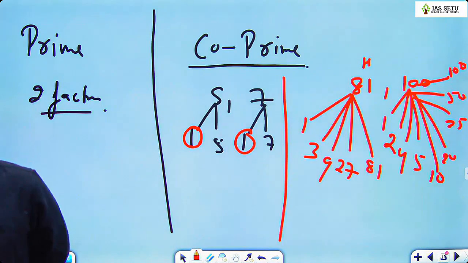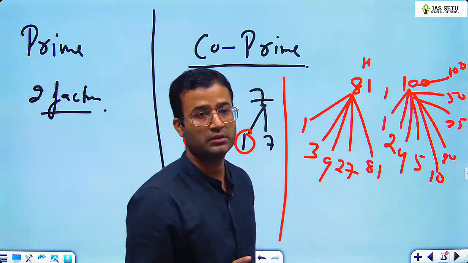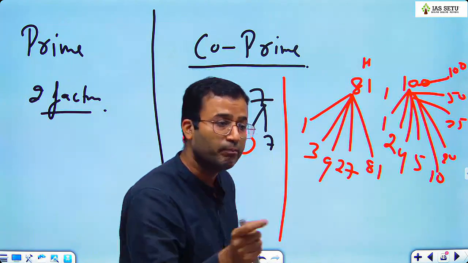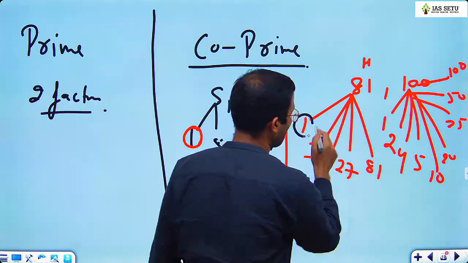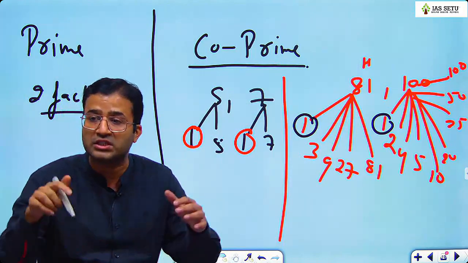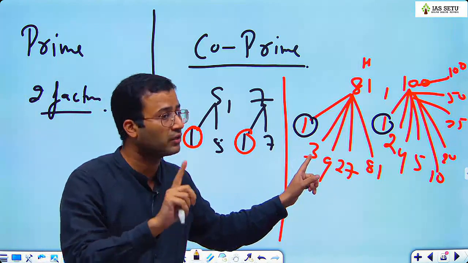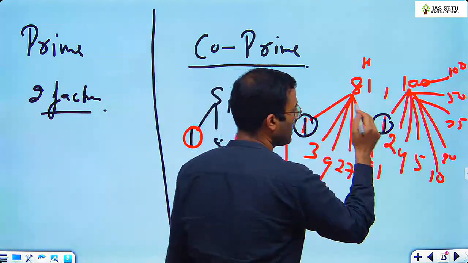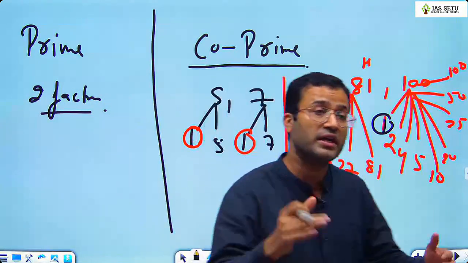In prime there is a restriction on factors: it should be 2. But in co-prime there is no restriction on factors. Individually they can have n number of relationships, but between them they should have only one common relation. That is the restriction. There is a restriction on common relations, not on relations. There is no restriction on factors, the restriction is on the common factor. There should be only one as a common factor. So 81 and 100 are not prime, but they are co-prime to each other.